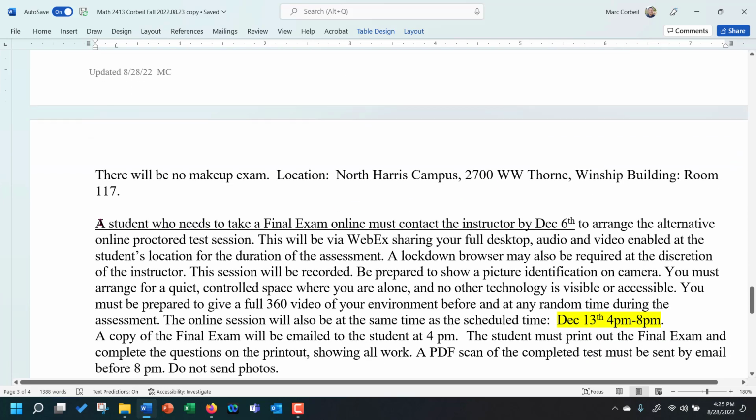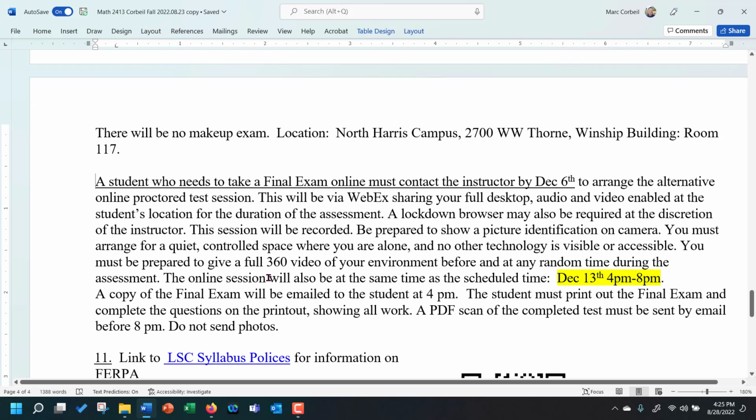As an absolute alternative, if you need to take a final exam, you're out of town or something for that time in December, you can take an online test. It's going to be, again, a written-on test. This is going to be proctored through WebEx, sharing your full desktop, audio, and video. So I may have a lockdown browser for it as well.